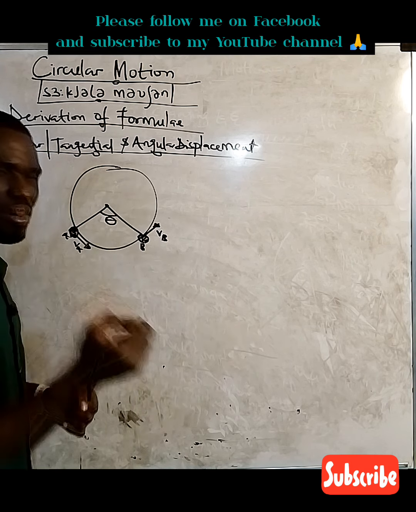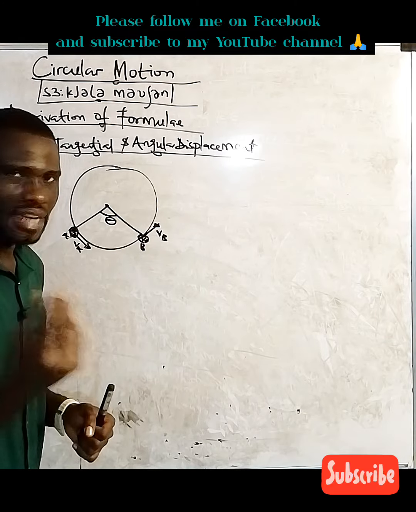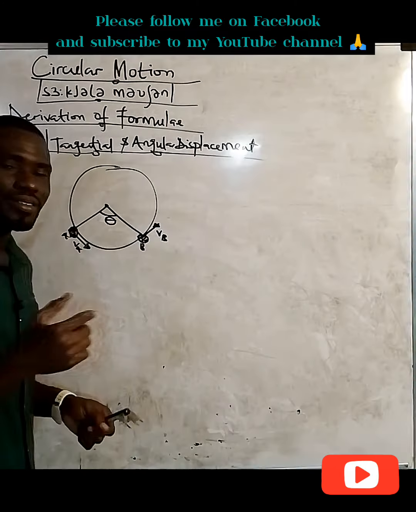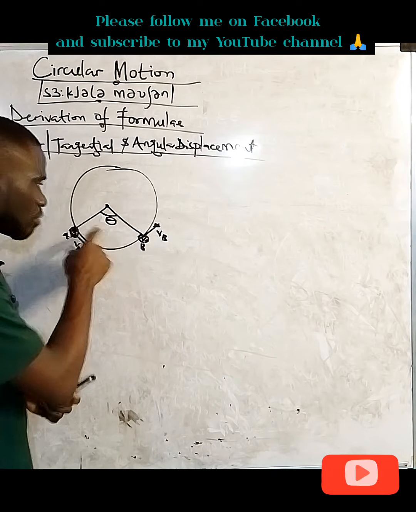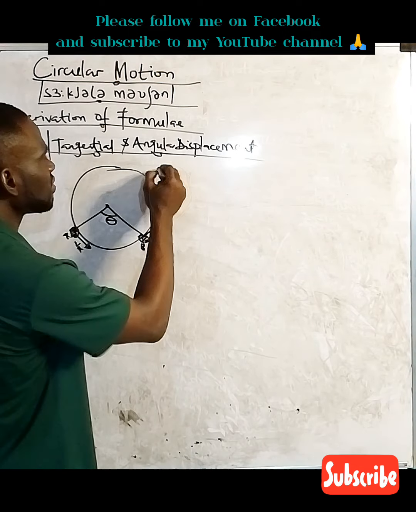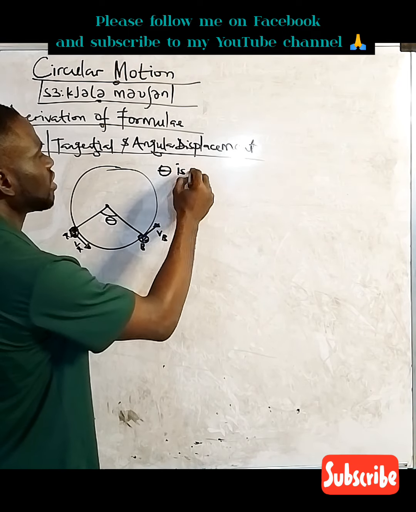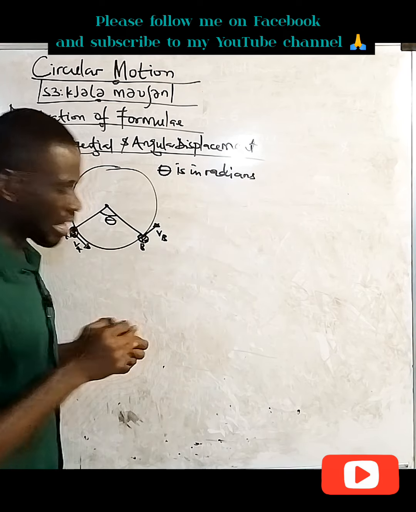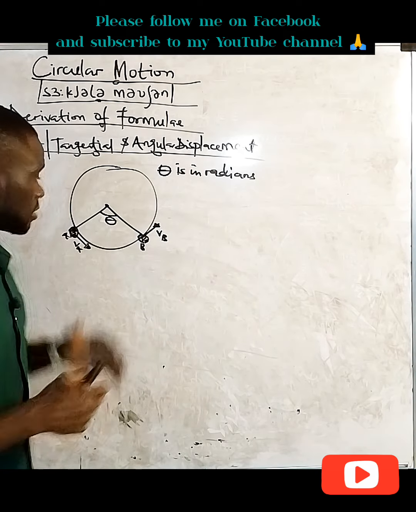But we are talking about a very small angle, a very tiny angle. We're not talking about a big angle, and that's why this angle cannot be in degrees. This angle will be in radians. Now watch, theta is in rad, radians. Radians is simply an angle in a circle, the angle we have in a circle.